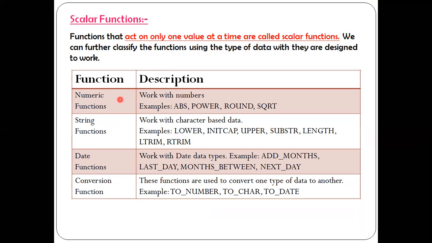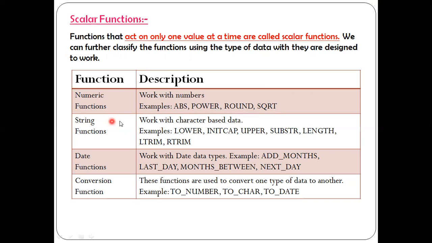In the function column: numeric functions, string functions, date functions, and conversion functions. Numeric functions work purely with numbers. For example: absolute, power, round, square root, ceil, floor. These are all the functions which act only on numbers.